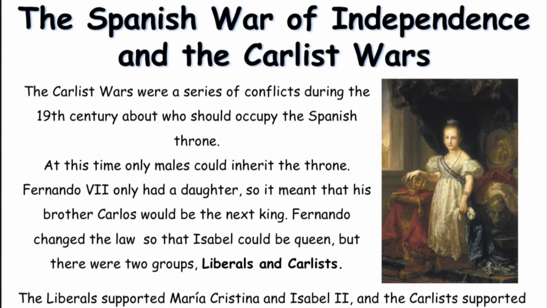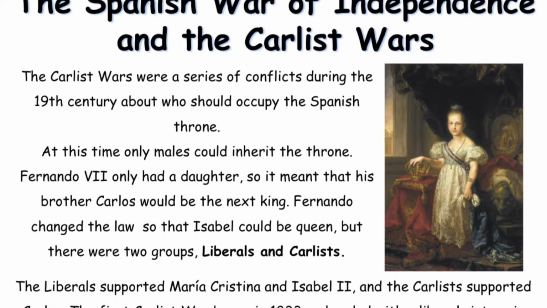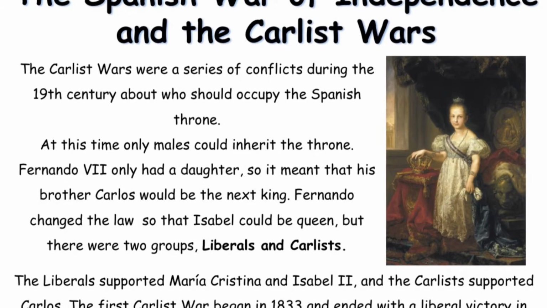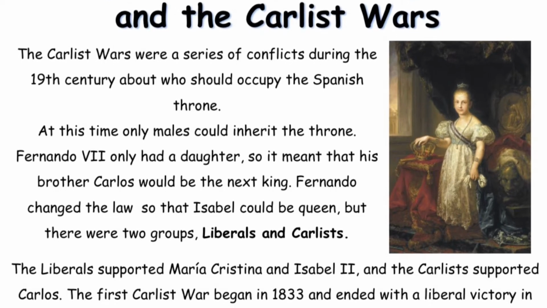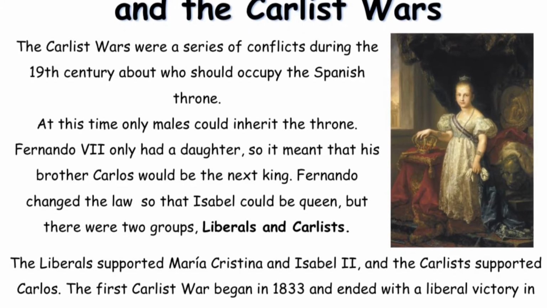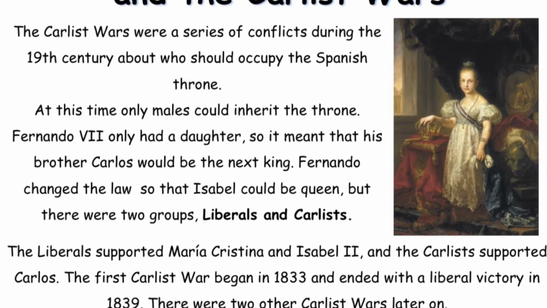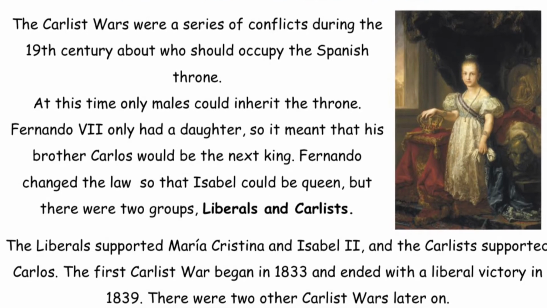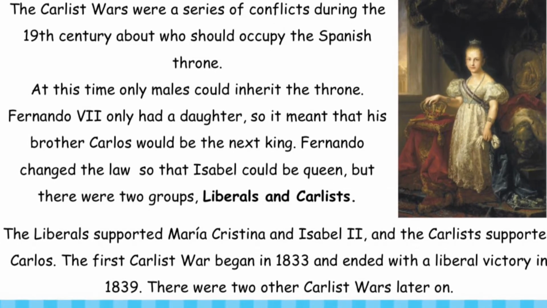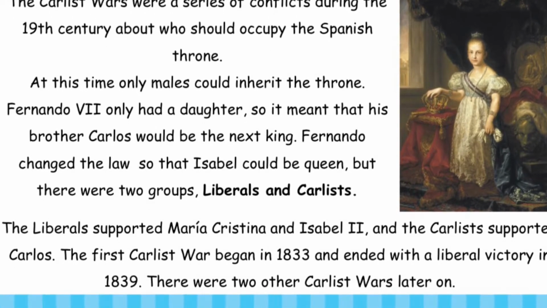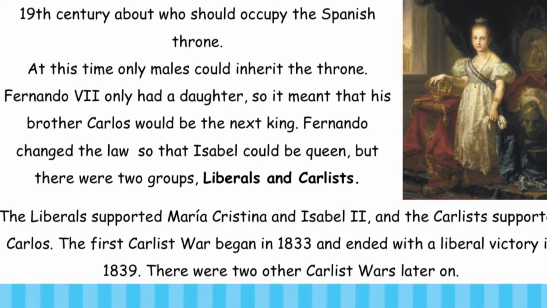The Carlist Wars were a series of conflicts during the 19th century about who should occupy the Spanish throne. At this time, only males could inherit the throne. Fernando only had a daughter, so it meant that his brother Carlos would be the next king. Fernando changed the law so that Isabel could be queen, but there were two groups, liberals and Carlists. The liberals supported Maria Cristina and Isabel, and the Carlists supported Carlos. The First Carlist War began in 1833 and ended with a liberal victory in 1839. There were two other Carlist wars later on.